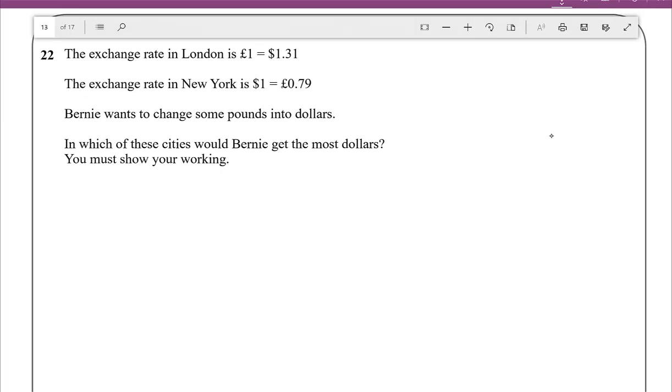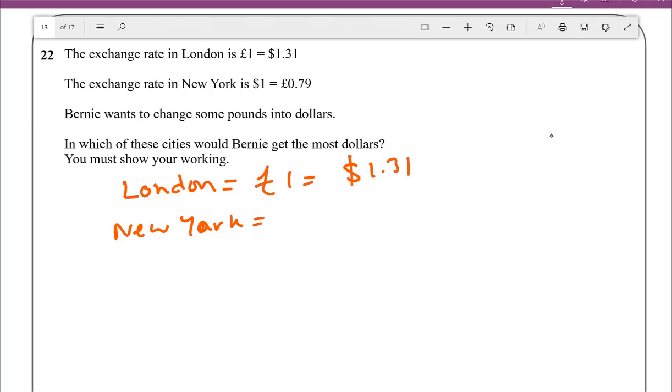Okay, so let's change them into 1 unit first. So let's start off with London. So in London, we know that £1 is equal to $1.31. Now let's work out what it is in New York, then we can compare it, and then we can find out which is the best value. In New York, we have $1 is equal to 79 pence. Now what we need to do is change it into £1 because we have £1 in London, so we need to change New York's value into £1 as well, so we can compare them because both units will be the same.